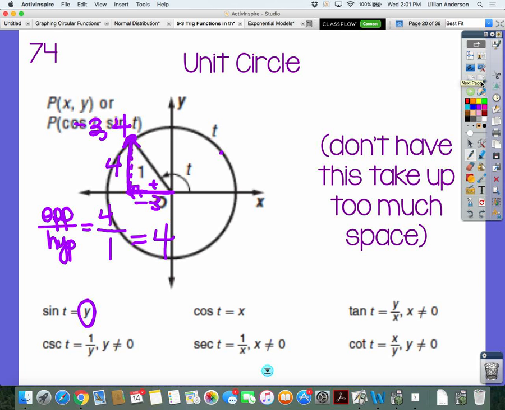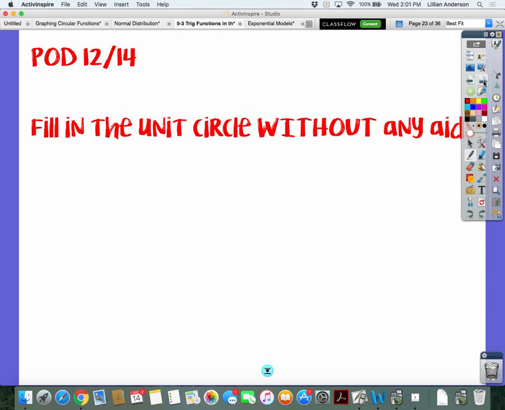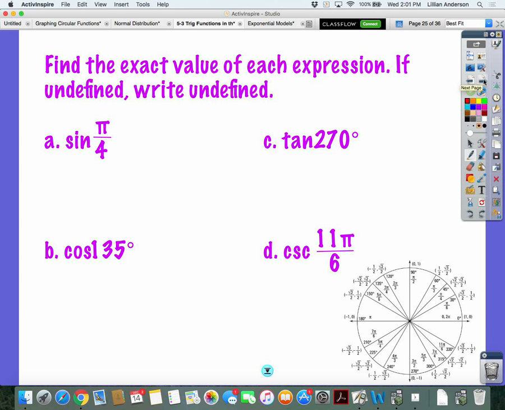Y over x. Okay? So if it says to find the exact value of sine of pi over 4, that means we're trying to figure out, okay, at pi over 4, what's the y value? You got to know your unit circle. At pi over 4, the y value is square root 2 over 2. And that's your answer. That's the exact value. And yes, that is it. But you got to know your circle. Okay? You got to know it.